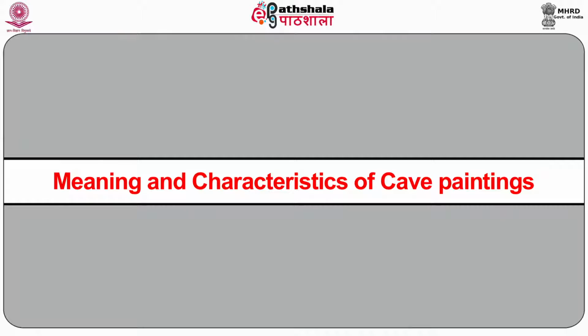Now let us study the meaning and characteristics of cave paintings. In ancient art, the expression cave painting encompasses any parietal art, which includes the utilization of color pigments on the walls, floors, or ceilings of ancient rock shelters. A monochrome cave painting is a picture made with just a single color, generally black. For example, the monochrome pictures of Chauvet.